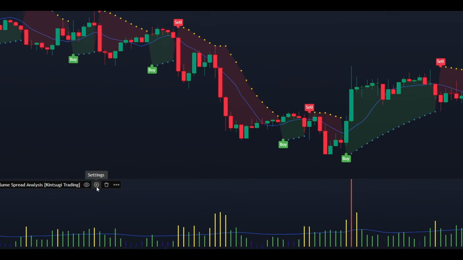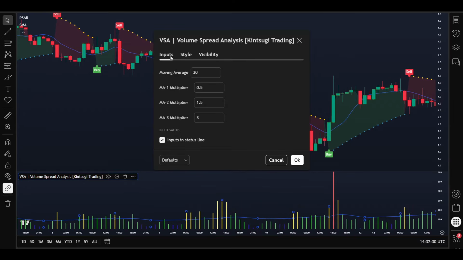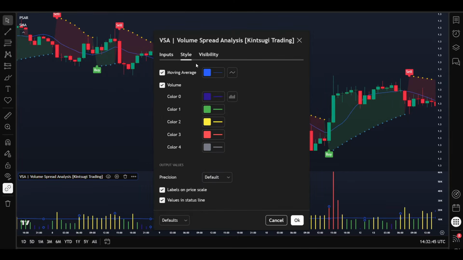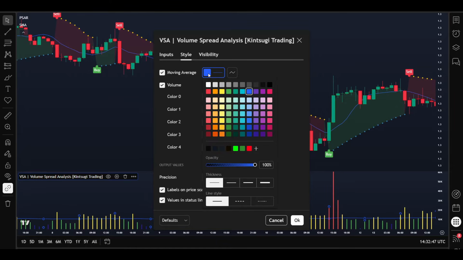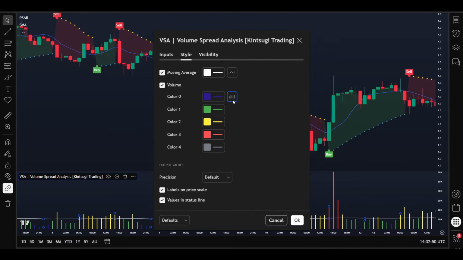Open settings. On the Inputs tab, make the following adjustments. Set moving average to 200. MA1 multiplier to 0.5. MA2 multiplier 1. MA3 multiplier 2. On the Style tab, set the volume color to be clear and change the display type to columns.